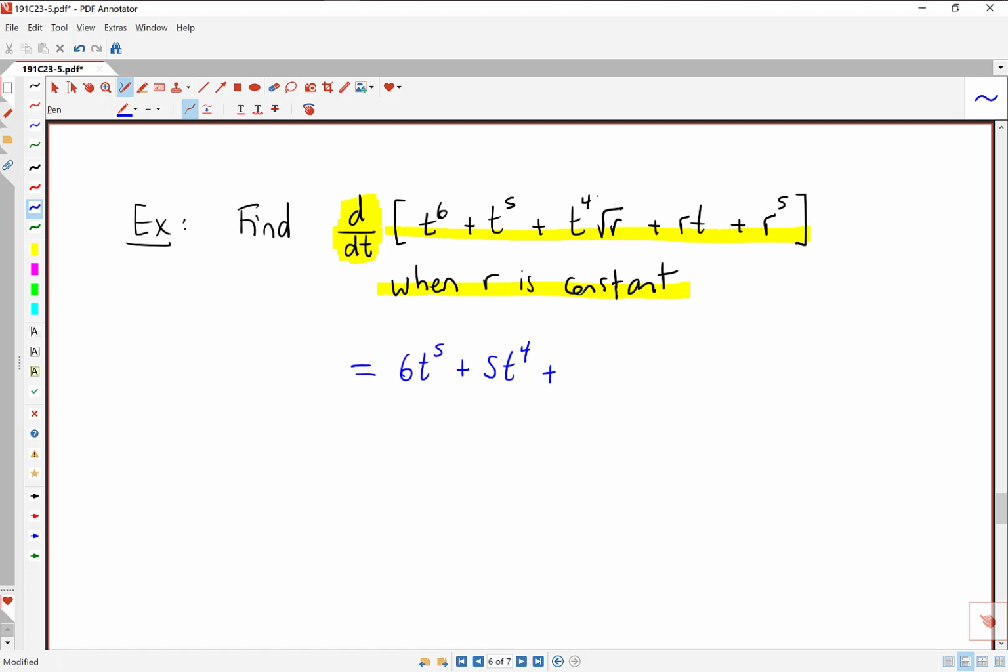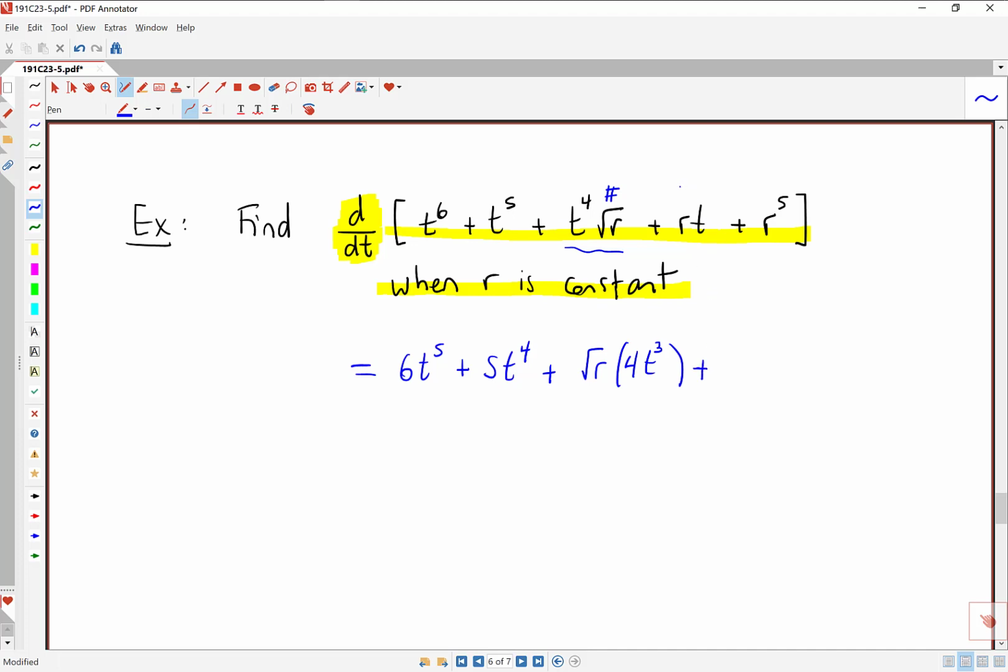Okay, and then when we get to this term here, this is where we have to be a little careful. This root r is just a constant. So think of this as being a number times t to the 4th. How would we deal with that? Well, we would take our constant, which is root r, put it out in front, and then multiply by the derivative of t to the 4th, which is 4t cubed. So constant out in front, and then take the derivative of the t to the 4th, which is 4t cubed. All right, we'll clean that up in the next step.